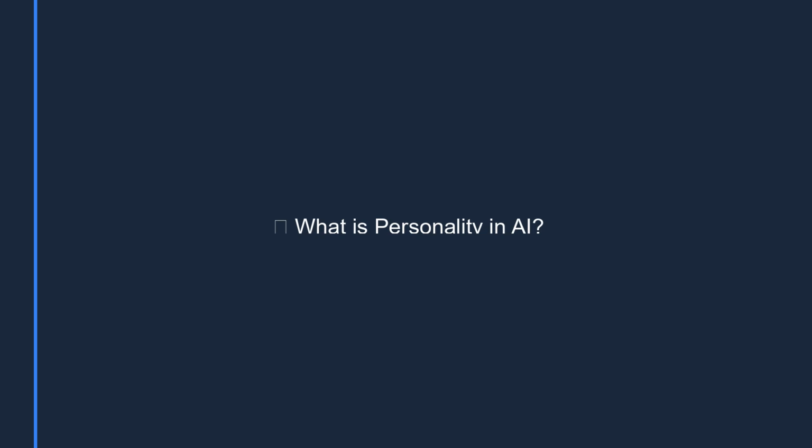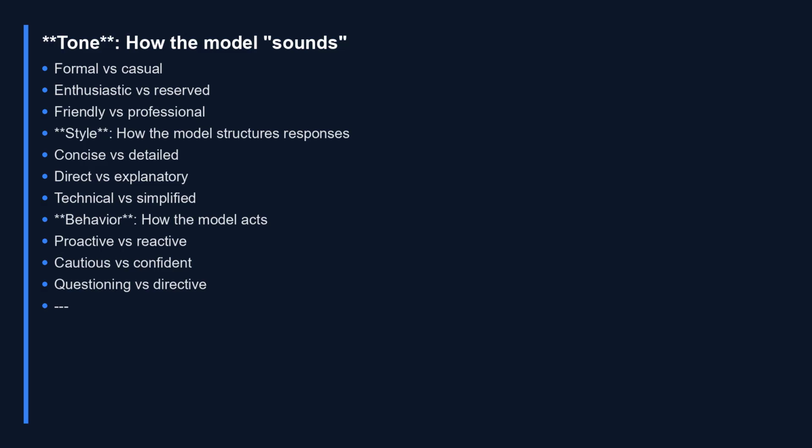What is personality in AI? When we talk about personality in a language model, we mean three distinct things. Tone is how the model sounds, formal or casual, enthusiastic or reserved, friendly or professional. Style is how it structures its responses, concise or detailed, direct or explanatory, technical or simplified, and behavior is how it acts, whether it asks clarifying questions or just answers, whether it's cautious or confident, reactive or proactive.